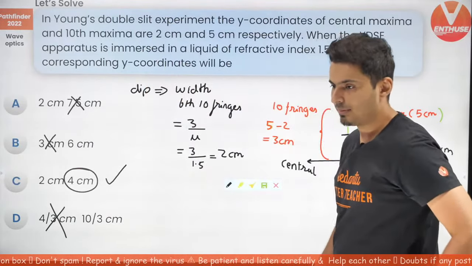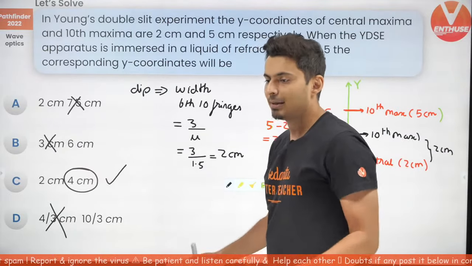Very good, Vasik. Very good, Sonam. Very good, Arnav. Excellent, my warriors.